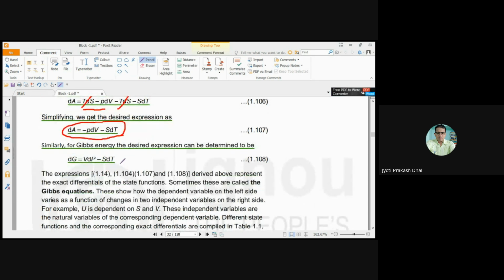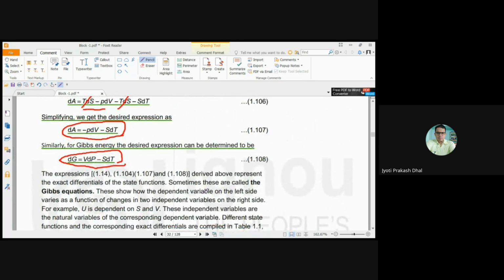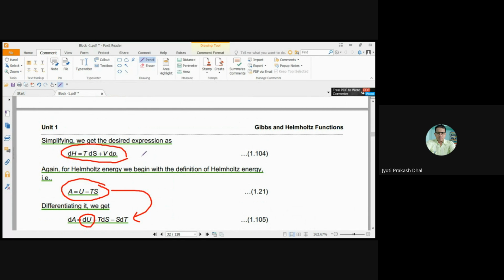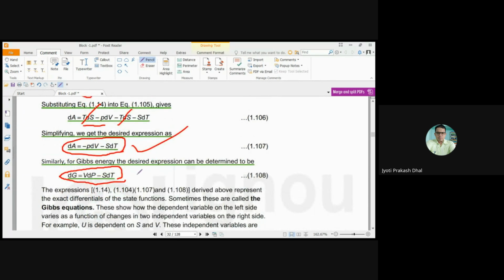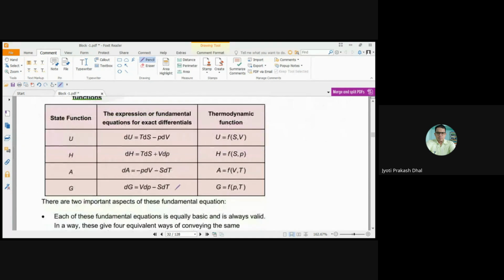And similarly, we can write the value of dG equals VdP minus SdT. So all the Maxwell's relationships will be derived from these fundamental equations. The first equation is dH equals TdS plus VdP. The second one is dA equals minus PdV minus SdT. And similarly, the third one is dG equals VdP minus SdT. So from these fundamental equations, we can derive the Maxwell's relationships.